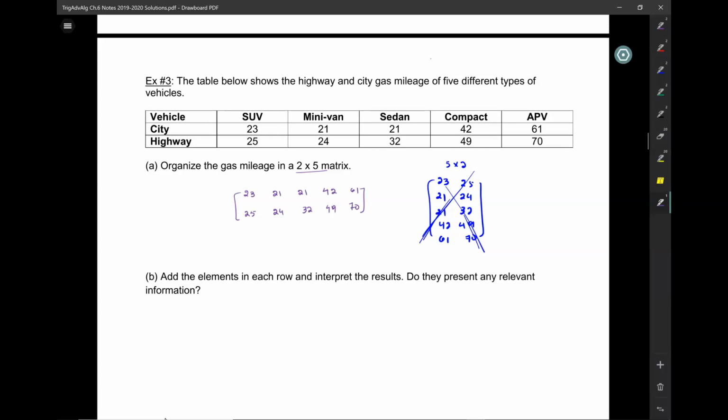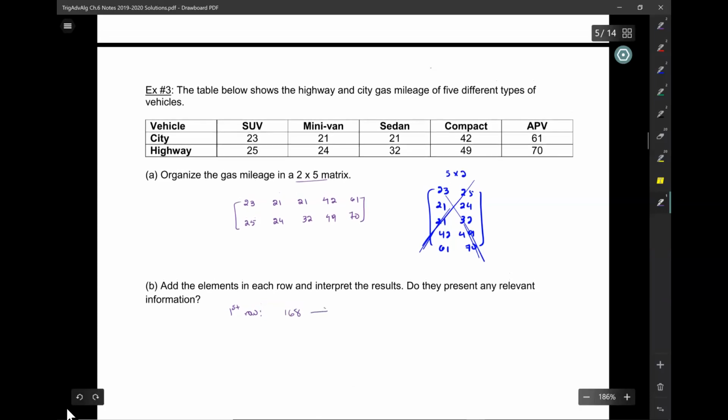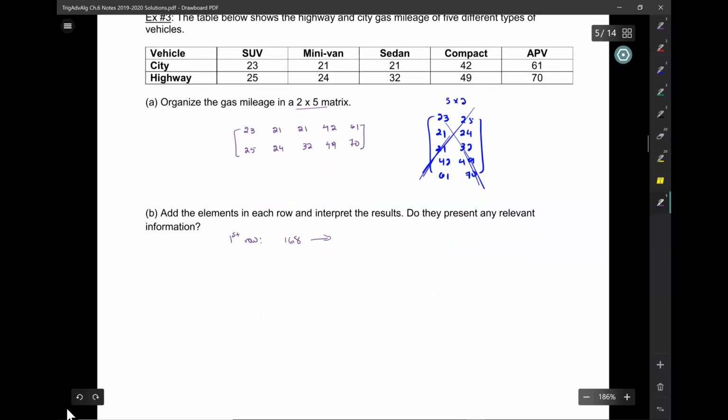All right, let's go to part B. It says to add the elements in each row and interpret the result. So if I add the first row, what I get is 23 plus 21 plus 21 and so on, I get 168. What is this? What does this stand for? This stands for the sum of the city MPGs of all the different cars.